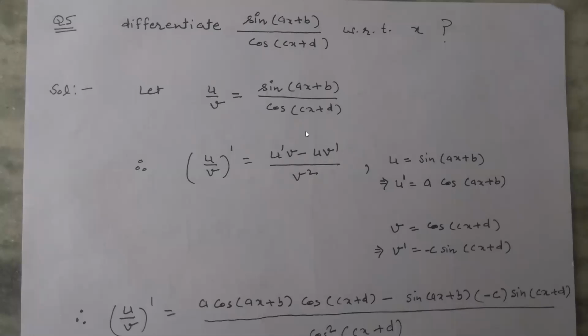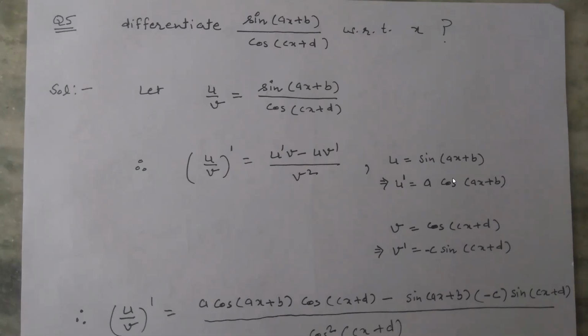square. u is sine of ax plus b, therefore u dash is equal to a into cos of ax plus b. And what is v? v is cos of cx plus d, so v dash becomes minus c into sine of cx plus d. Now we insert these results in the formula for u upon v whole dash; this is the final result.